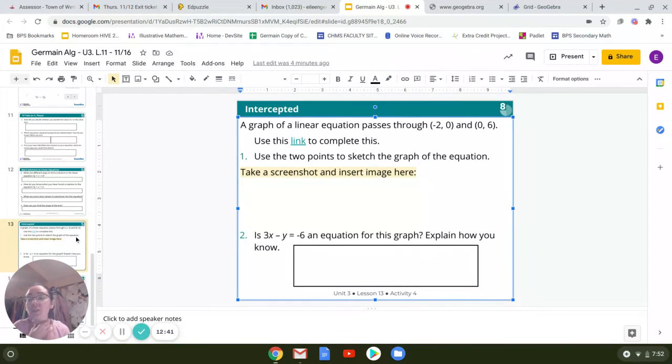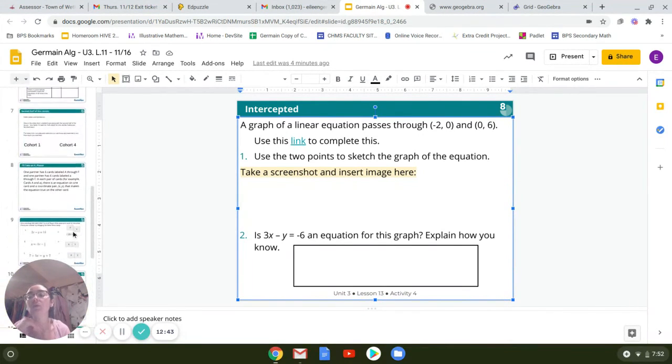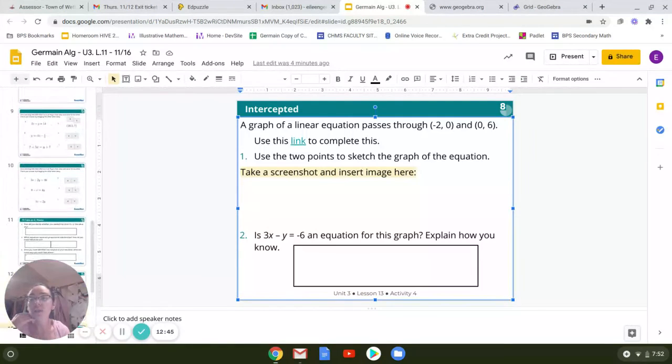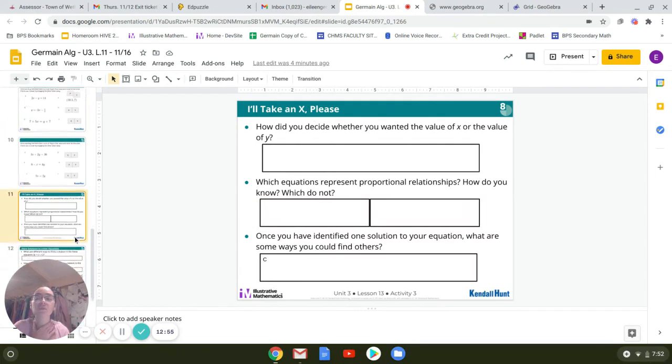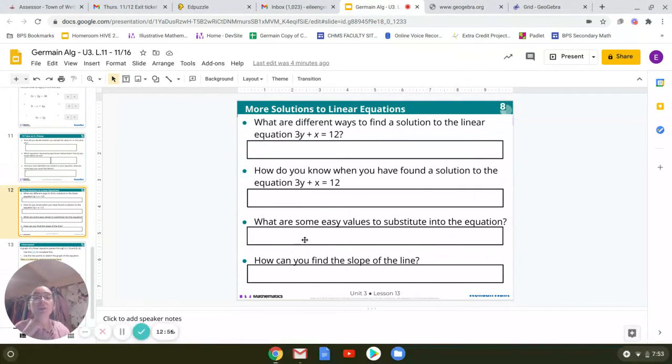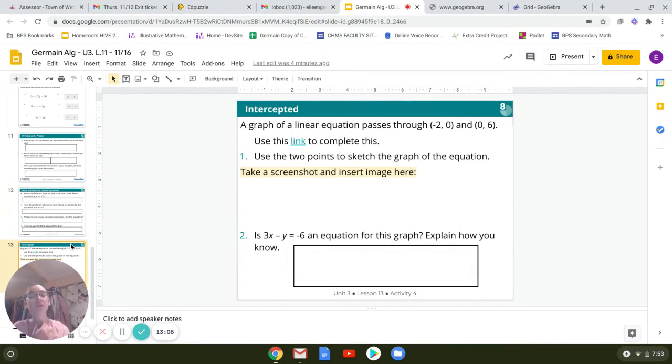Okay, so ladies and gentlemen, today you did a bunch of work plugging some values in and solving to find some coordinate pairs, x's and y's, that would make an equation true. Then we answered some questions about what we did, what strategies we used, and how we calculate the slope. A couple questions on 11 and 12, and then you had your cool down on slide number 13. So awesome job today, ladies and gentlemen.